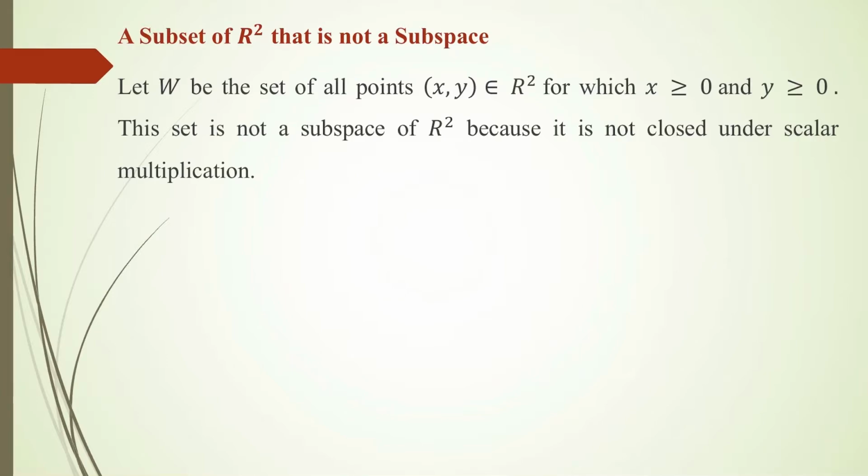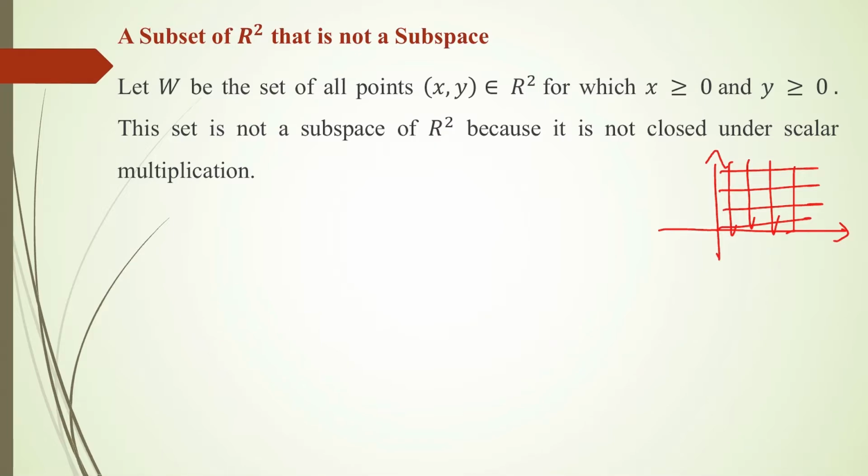So I am taking W as the set of all ordered pairs (x, y) in R2 with x greater than or equal to 0 and y greater than or equal to 0. So geometrically, if x is greater than or equal to 0 and y is greater than or equal to 0, we will be in the first quadrant or on the positive x-axis or positive y-axis. So this is our region under consideration.